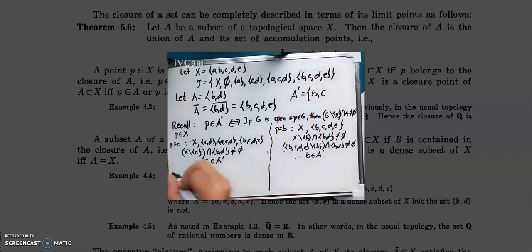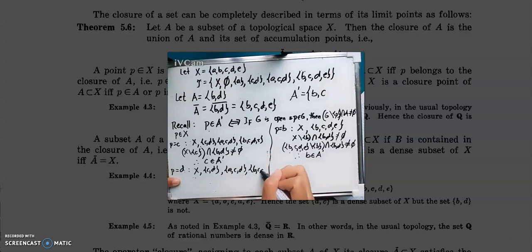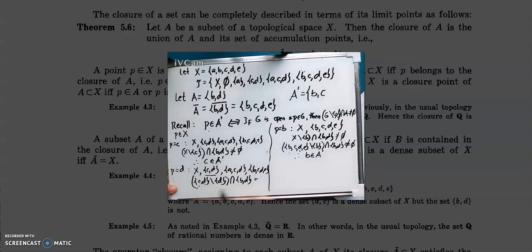So C belongs here. Another one, when P is equal to D, open sets are X, CD, ACD, and BCDE. Now, notice that if we get CD minus D, and then get the intersection with A, A is BD. So, remove D here. We are left with set C, intersection. So, this is empty. So, this is not satisfied. Therefore, D is not a limit point of A. So D does not belong here.